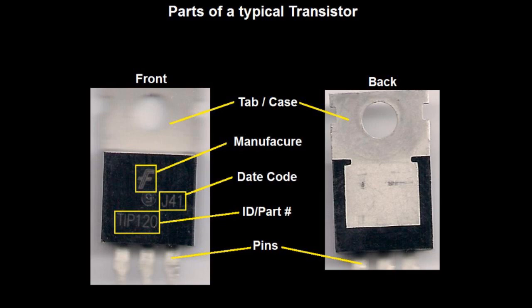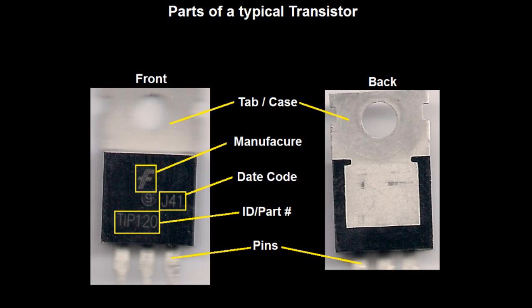You'll also see a manufacturer. This is who made it. You'll see a date code, which refers to the date it was manufactured. You'll also find an identification or part number. This is the most important. This is the number that we're going to go by to identify your transistor. And of course you have your pins.